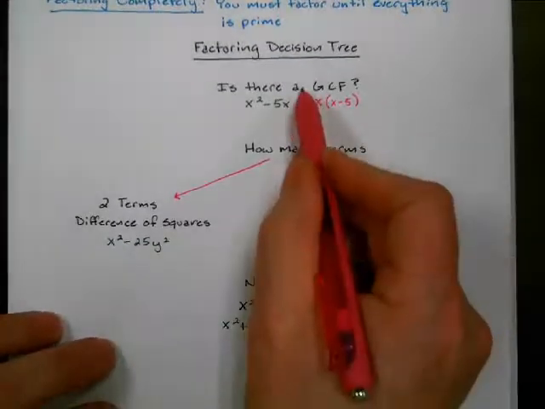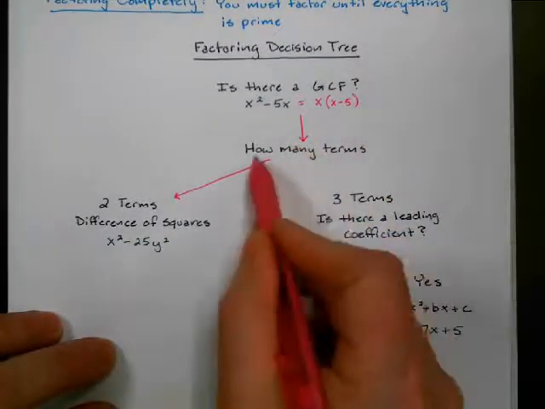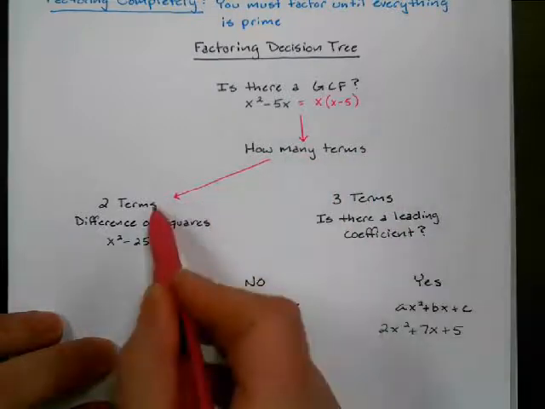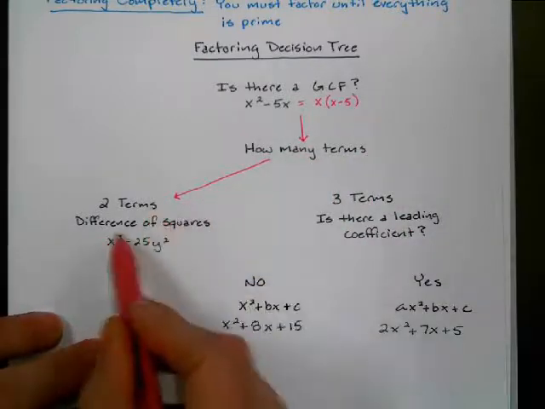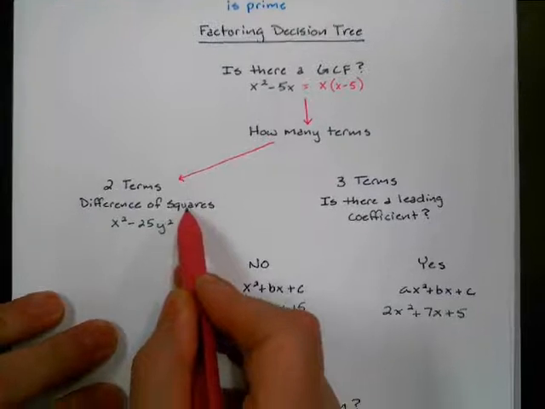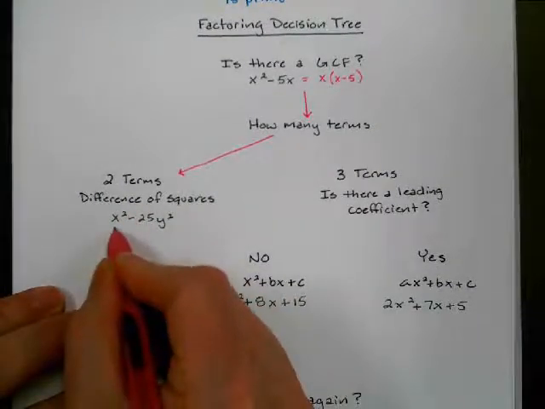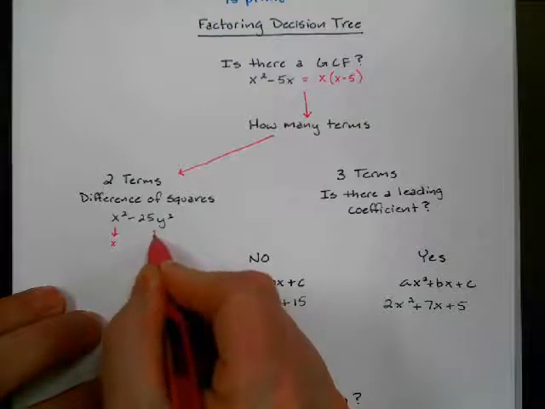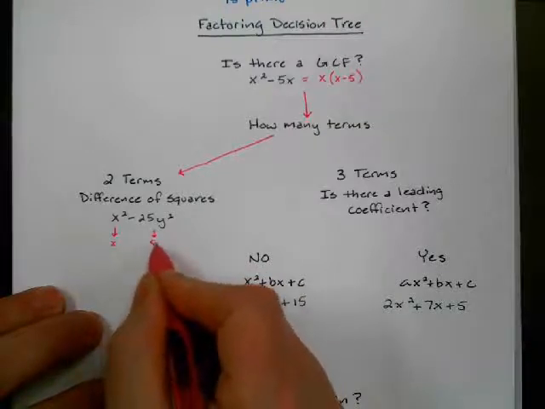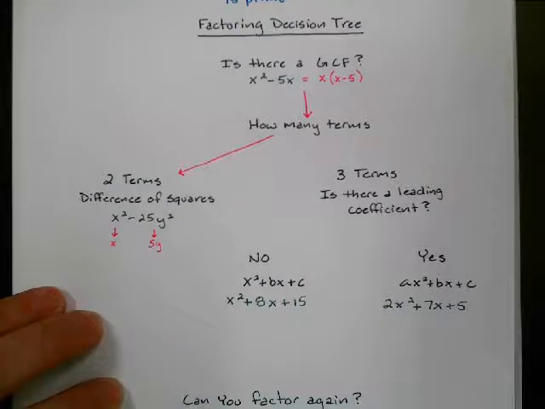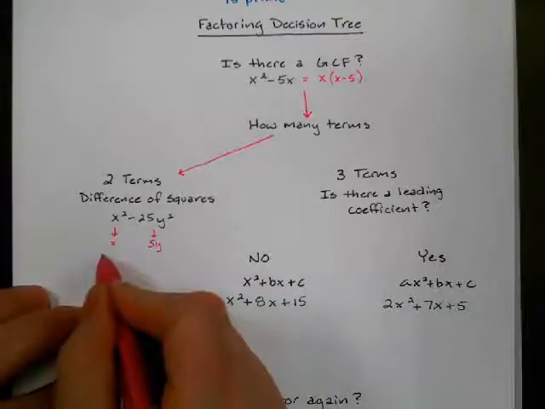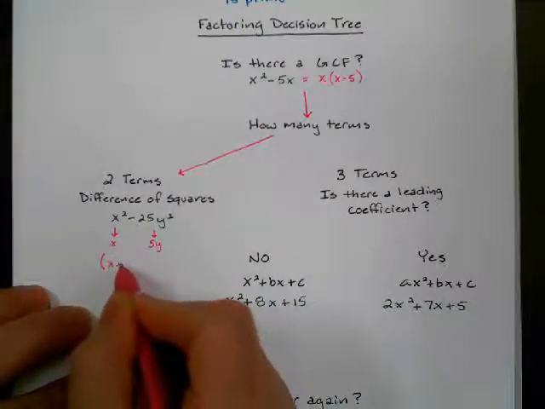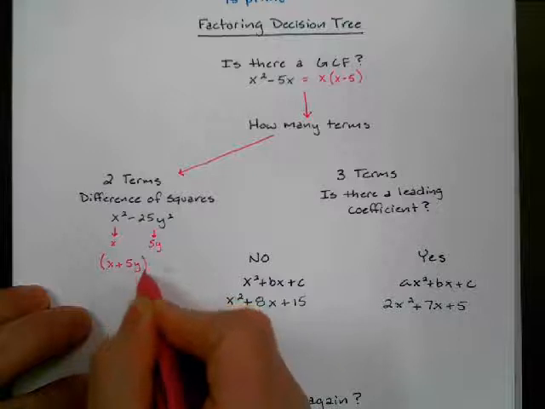Okay, sometimes you won't be done. So if you are going down this decision tree and you're asking yourself how many terms you have, when you have 2 terms, you're going to look for the difference of squares. Remember, the difference of 2 squares method is when we have this one is the perfect square of x and this one's the perfect square of 5y. When we do the difference of 2 squares, we would factor this into x plus 5y, x minus 5y.